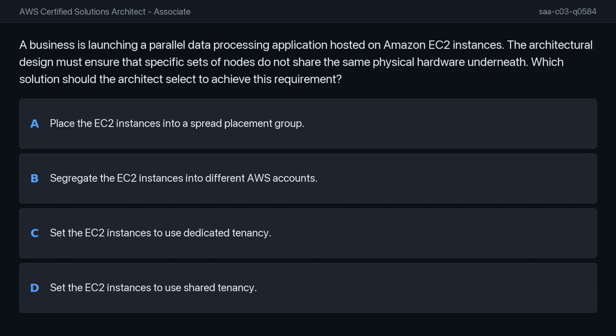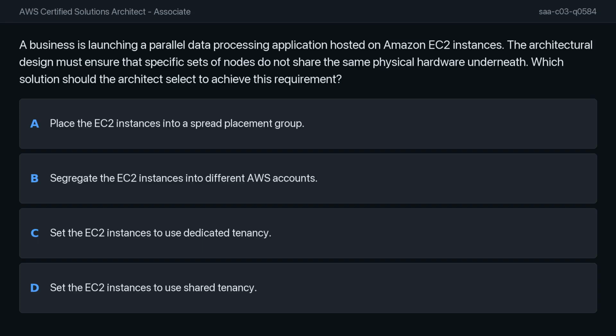Option A, place the EC2 instances into a spread placement group. Option B, segregate the EC2 instances into different AWS accounts. Option C, set the EC2 instances to use dedicated tenancy. Option D, set the EC2 instances to use shared tenancy.